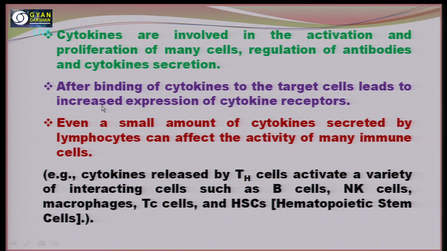Even a small amount of cytokine secreted by a lymphocyte can affect the activity of many immune cells. For example, cytokines released by T helper cells activate a variety of interacting cells such as B cells, NK cells, macrophages, TC, cytotoxic T cells, and hematopoietic stem cells. So they are able to regulate the different cells, and ultimately they are able to generate the immune response against the particular pathogens.